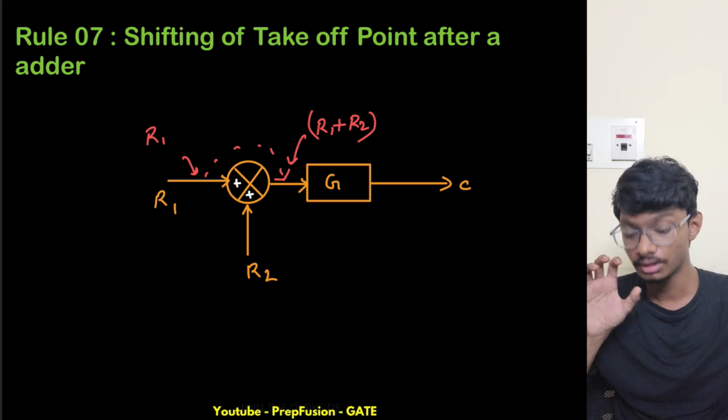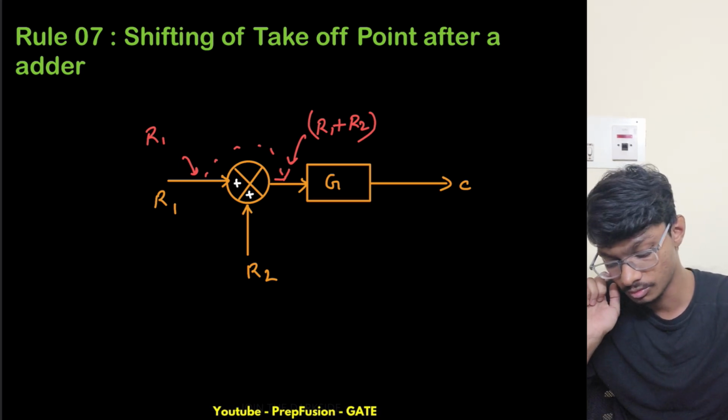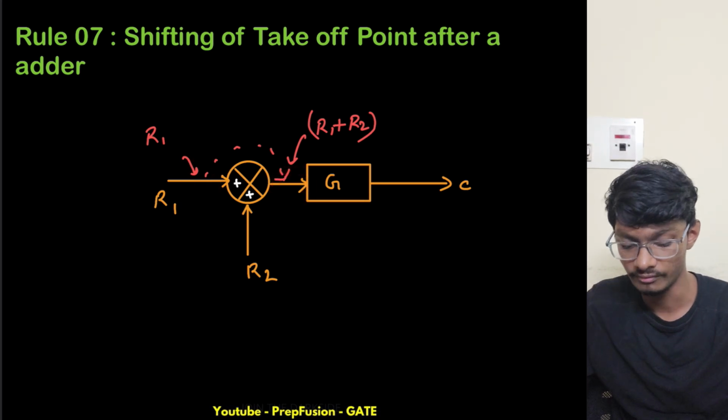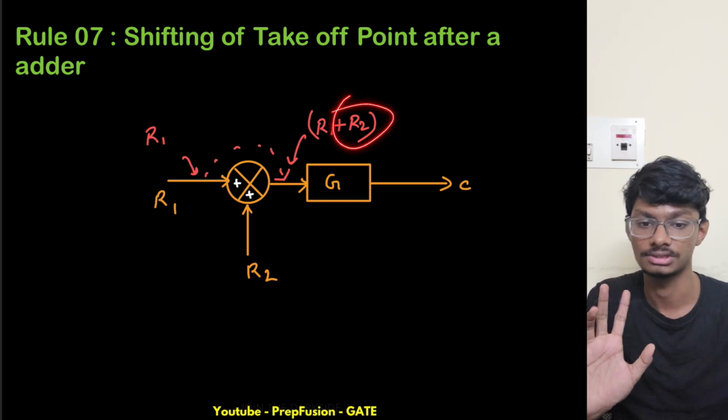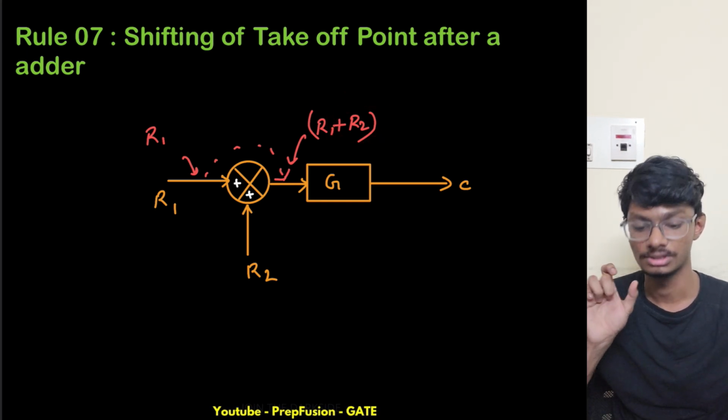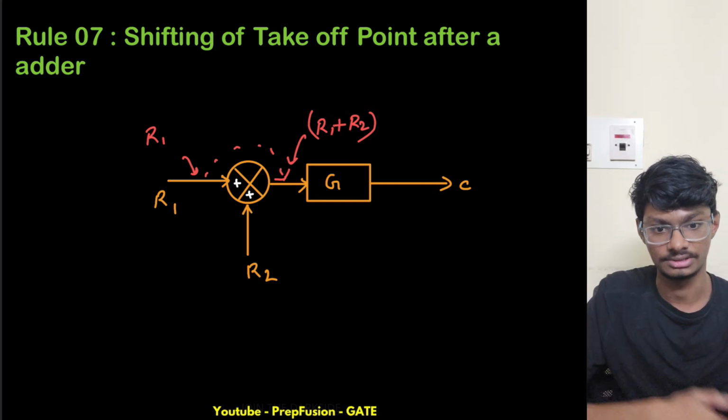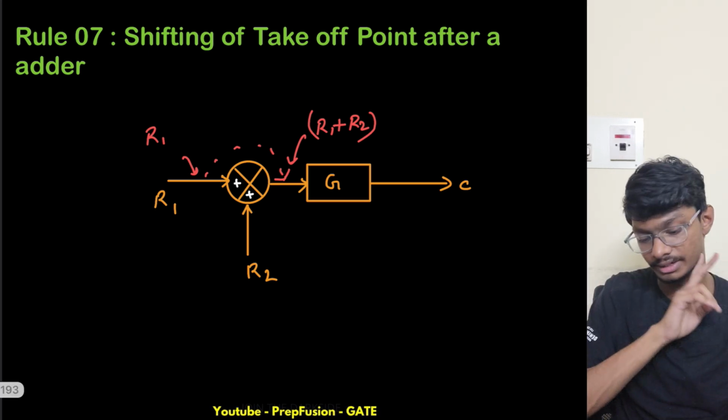So what do we need to do to get R1? We have R1 plus R2. Think about it. We need to simply subtract this R2, right? So what I will do is simply add a subtractor this time. Instead of an adder, I will add a subtractor this time.